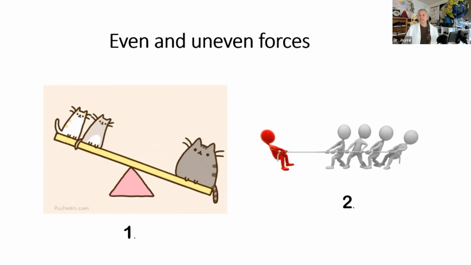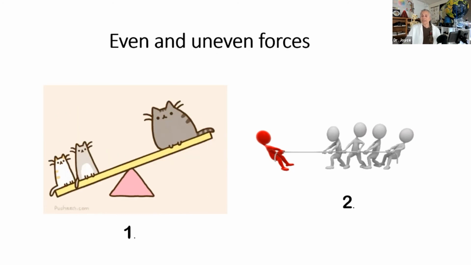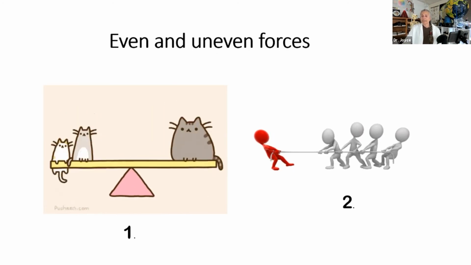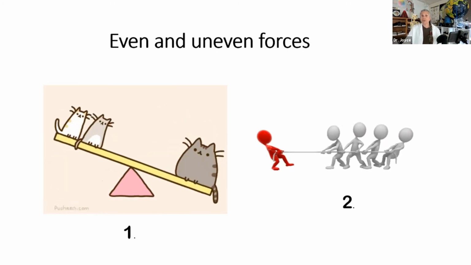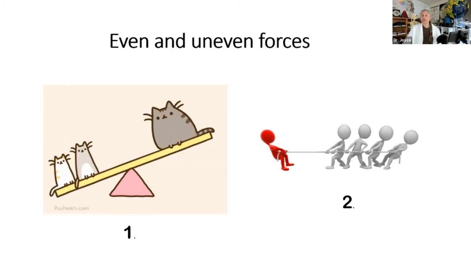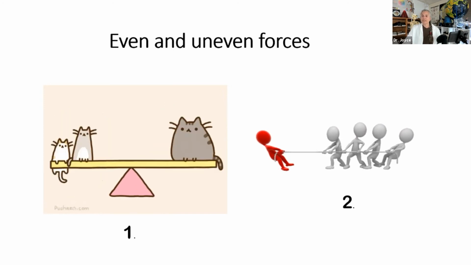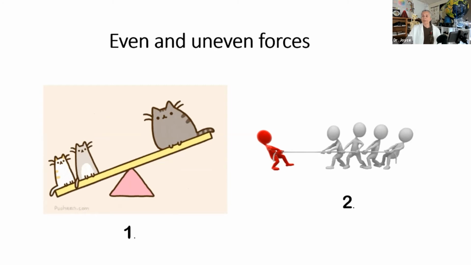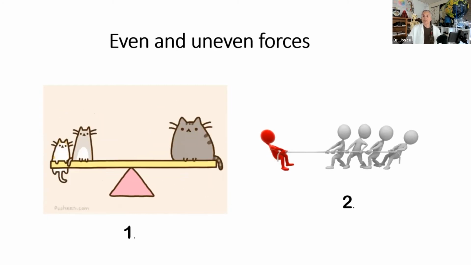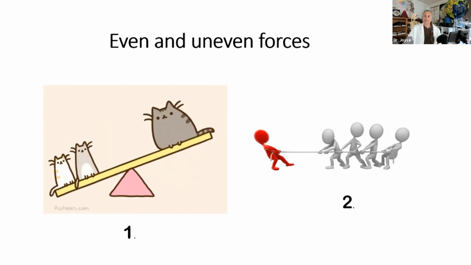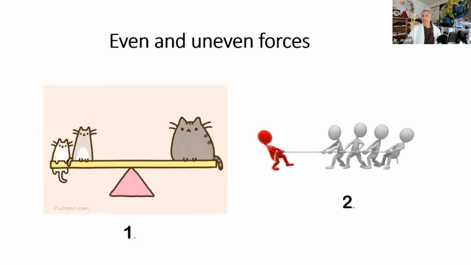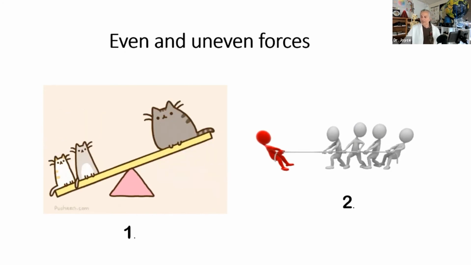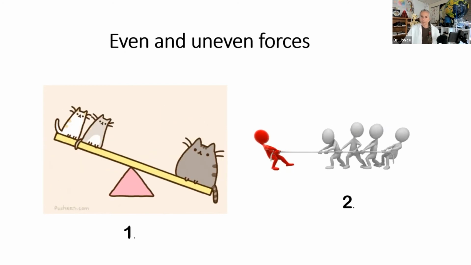So now let's look at number 2. The red person there is as strong as 4 gray people. So the forces are equal. If they're unequal, if the 4 people get more force, what would happen to the red person? He would fall down. Or if the red person is Superman, he can pull them all down and they'll all fall down. Forces are all around us.